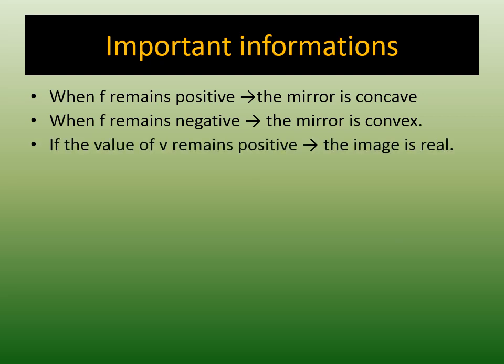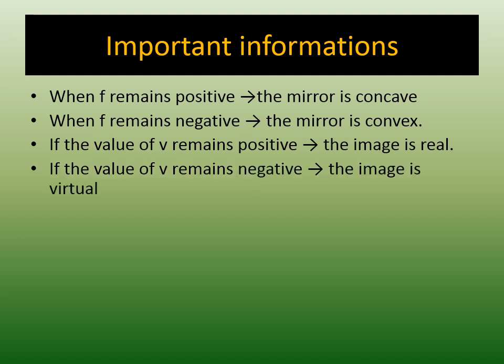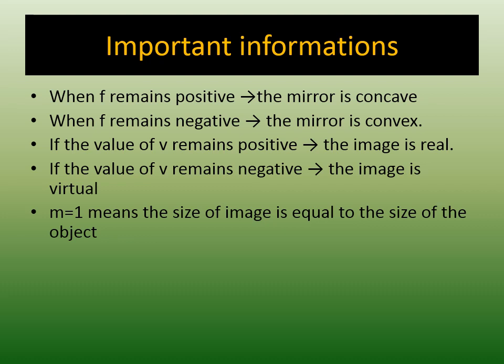If the value of v remains positive, v means what? The distance of the image from the pole remains positive. When you get the value of v positive, like v is equal to +1, +2, +5, then it means the image is real, not virtual. But if the value of v remains negative, like -2, -3, or -4, the image is not real, this is virtual. For convex and concave mirror, in special cases, we can get the virtual image. In our figure number 5, we have discussed this.